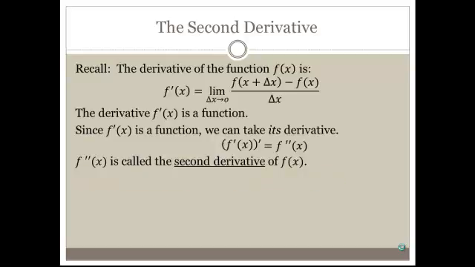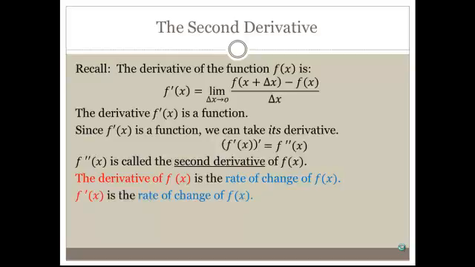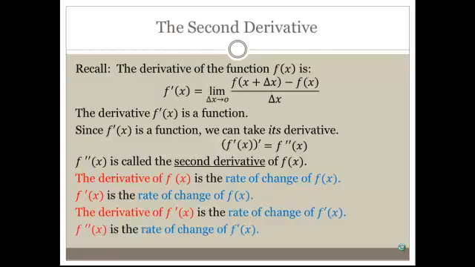Let's now try to understand it. The derivative of f of x is the rate of change of f of x. In other words, f prime of x is the rate of change of f of x. Using that same logic, the derivative of f prime of x is the rate of change of f prime of x. In other words, f double prime of x, the second derivative, is the rate of change of f prime of x.